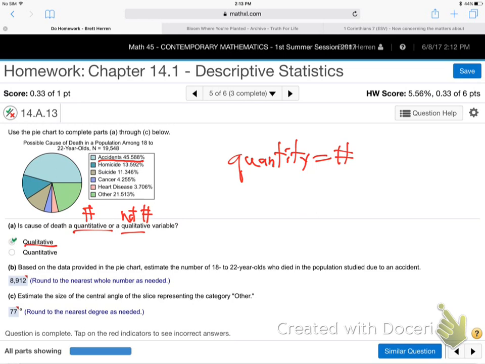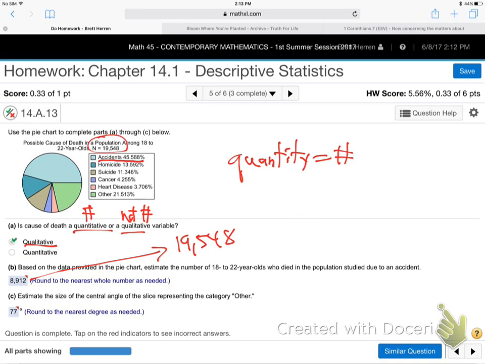That makes sense? Based on the data provided in the pie chart, estimate the number of 18 to 20-year-olds who died in the population study due to accident. So now they want the number. How did they come up with that number who died of accidents? Multiply the percentage times the number of people. And what's the number of people? Yeah, that number. Exactly. Is everybody seeing that? So to do this one, you've got to take that 19,500. All they said was N, but Cole's right.